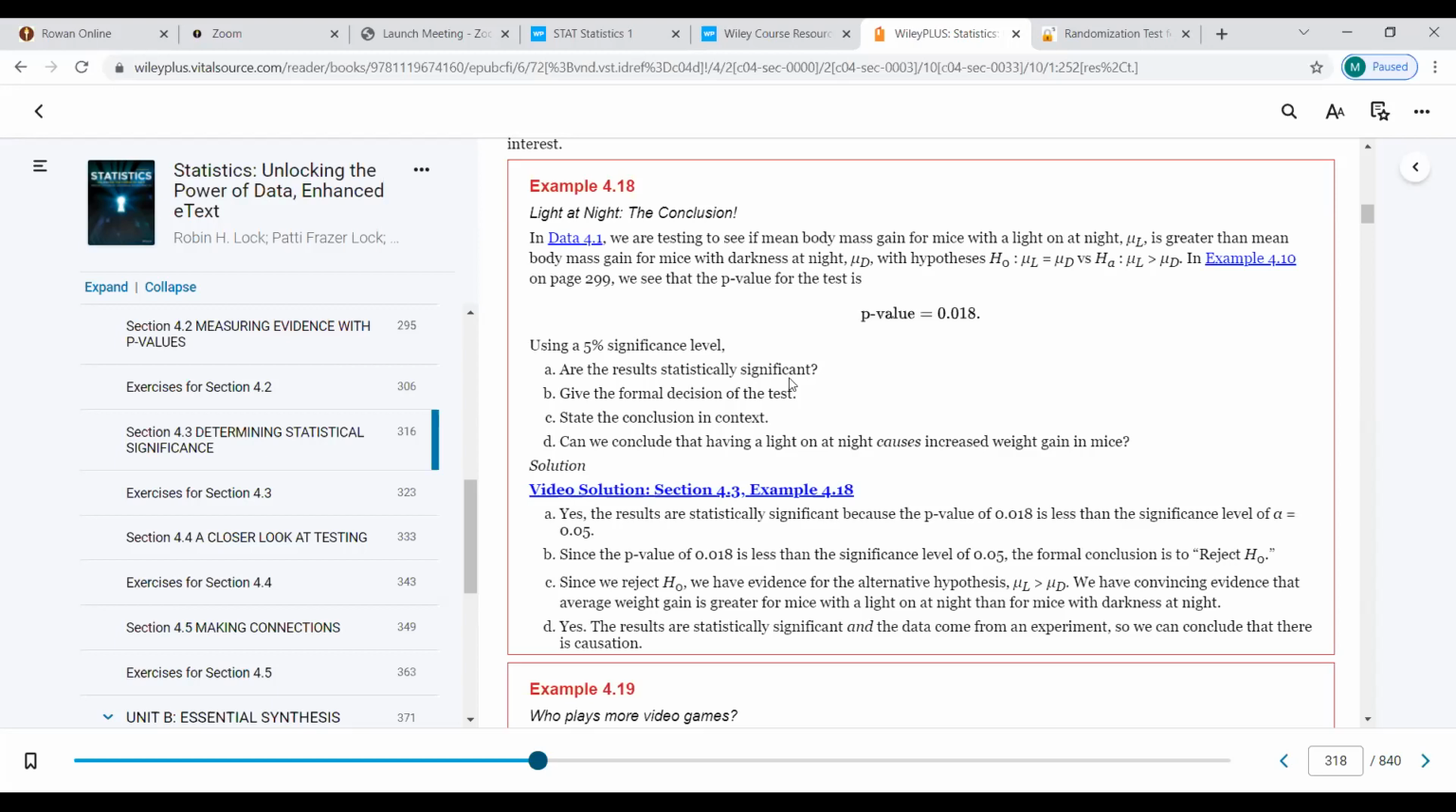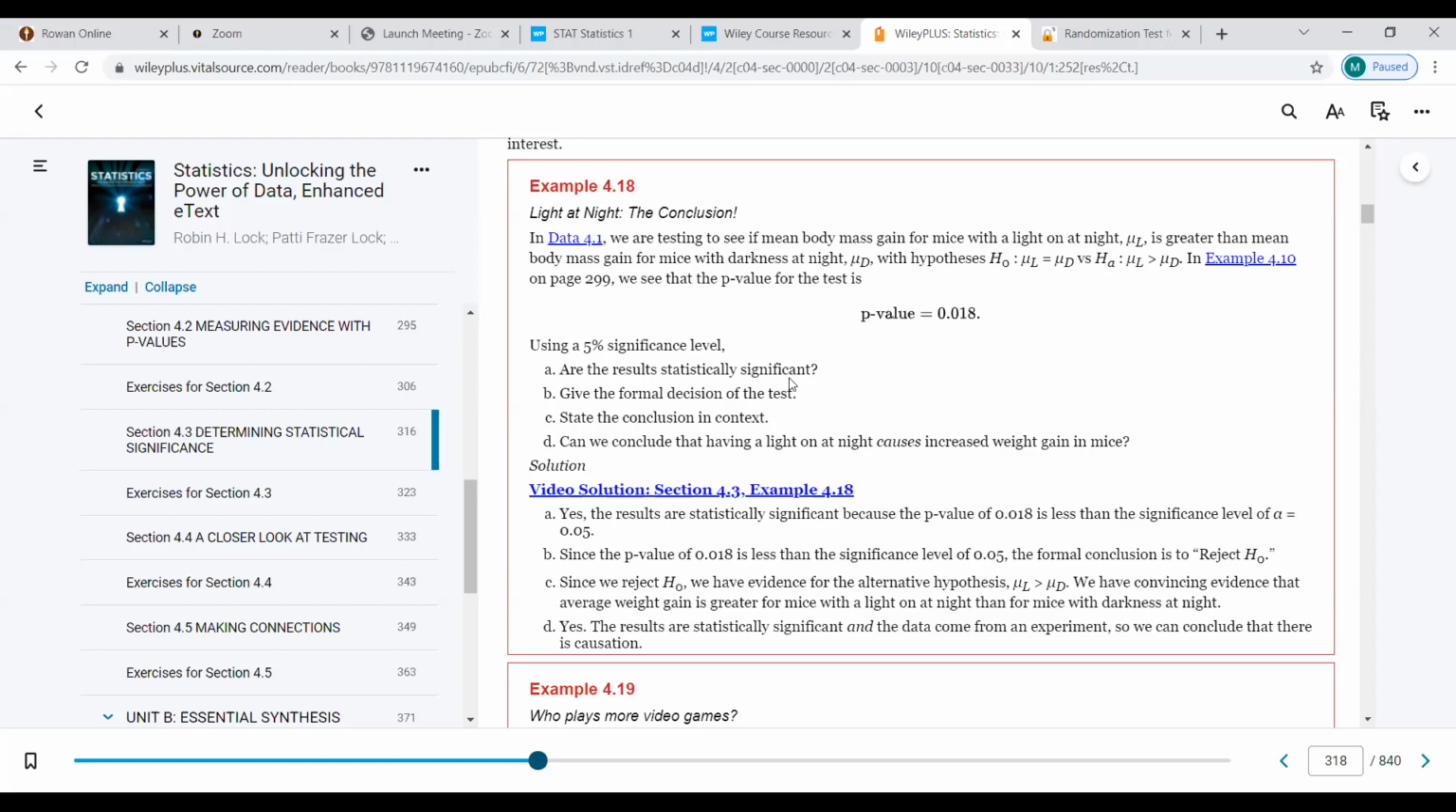Now, if we were going to state this in the context of the problem, in other words, not just state that we're rejecting the null hypothesis, we would always state the alpha. We would say something like, at the 5% significance level, there is enough evidence to conclude that the light group's body mass gain is greater than the dark group's body mass gain. Okay, that's it. So that is the conclusion using the context of the problem. Obviously, that's what you would tell somebody, right? If you were explaining things.